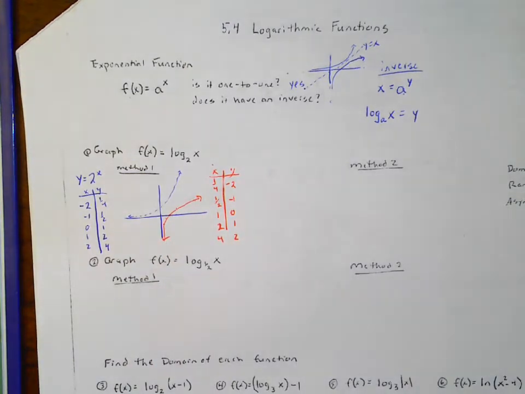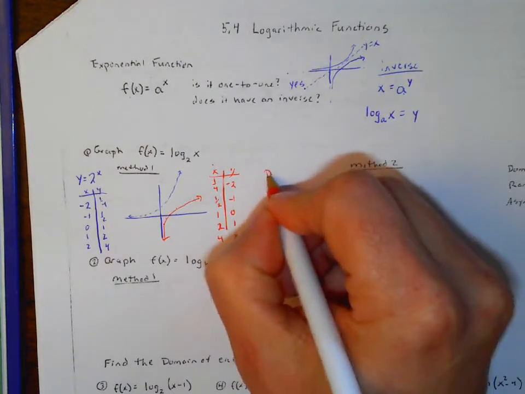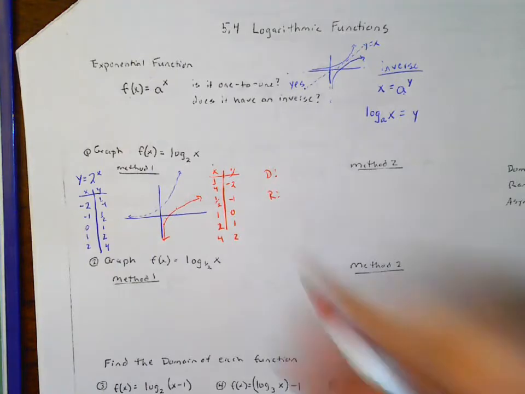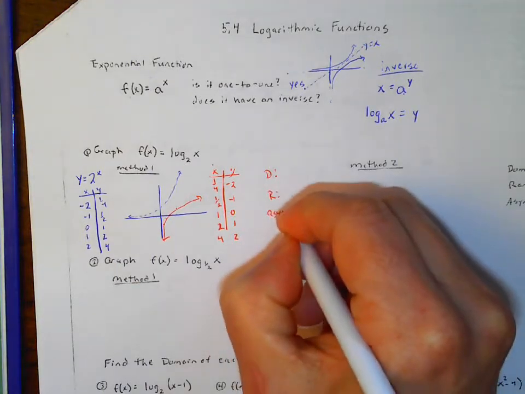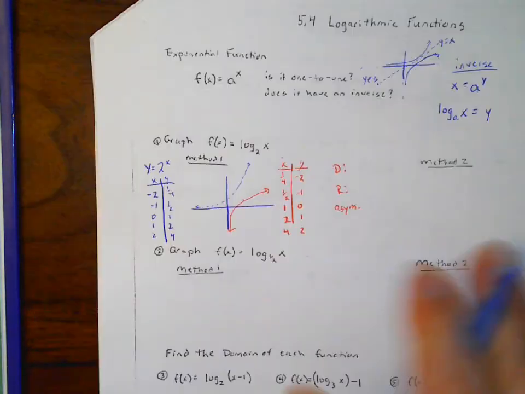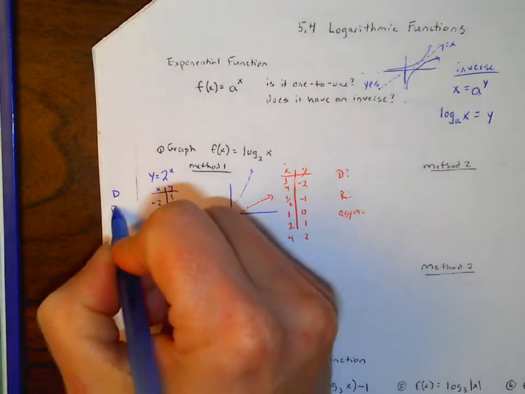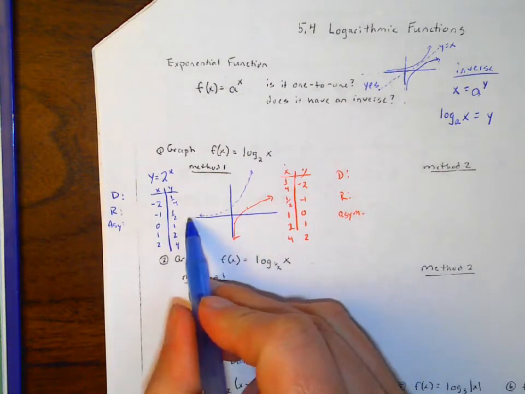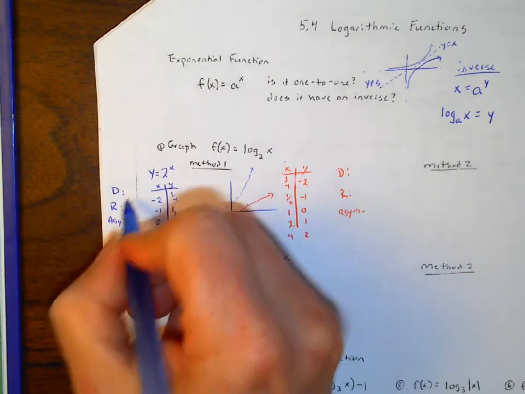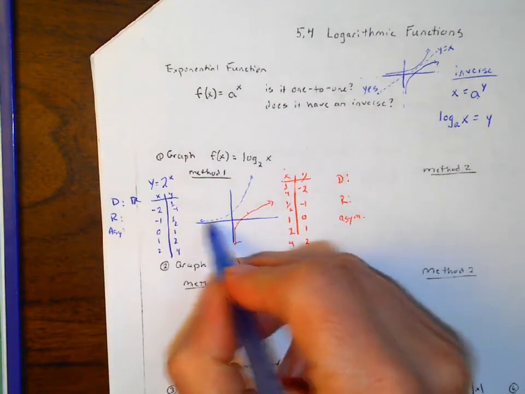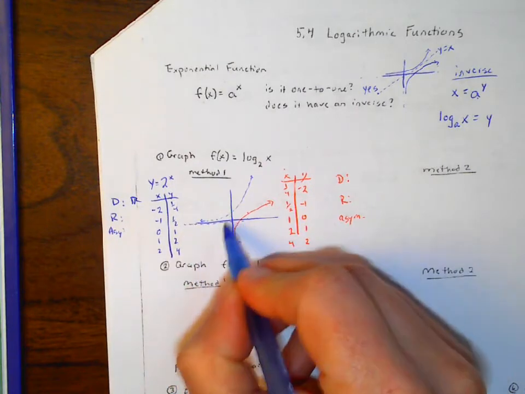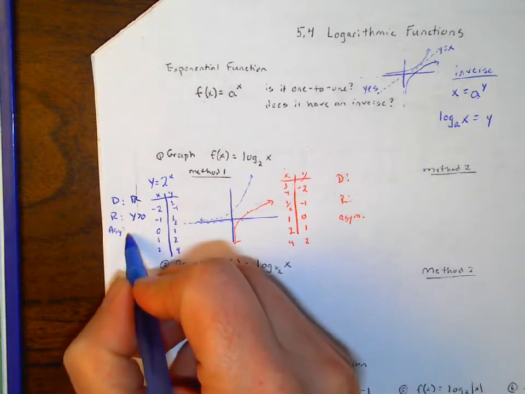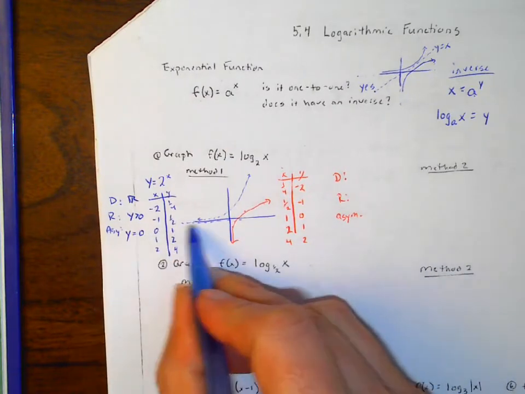If you think about this, domain, range, and asymptote. For this one here, our domain, for the blue, goes all real numbers. And my range, remember there's an asymptote right here at 0, so it's above 0. So y has to be greater than 0. And the asymptote is at y equals 0.